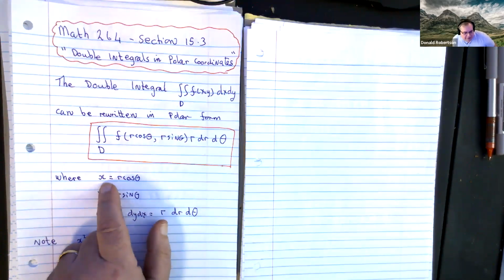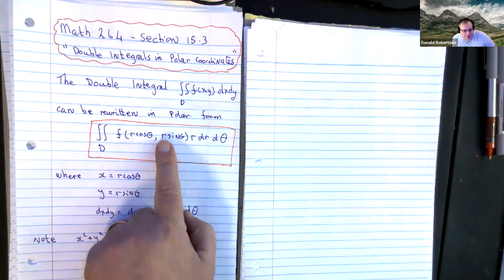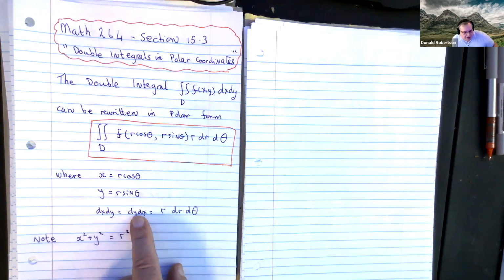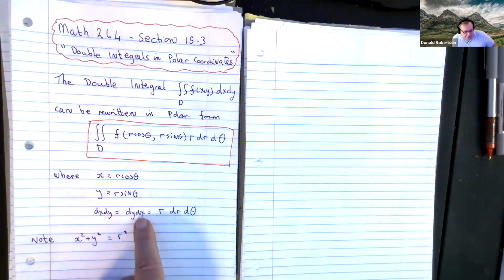Now, in polar, x is this guy, as you can see. Y is this guy. And dx dy, or sometimes it'll be dy dx, is replaced by this guy. So that's basically the 3 pieces repeated here.